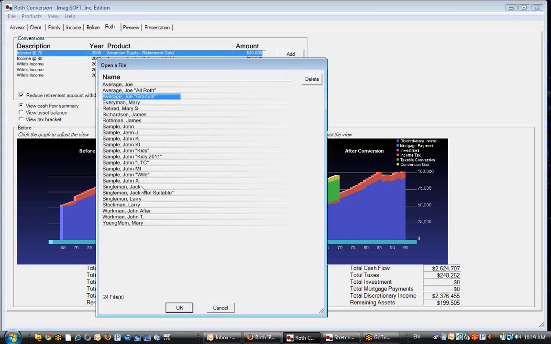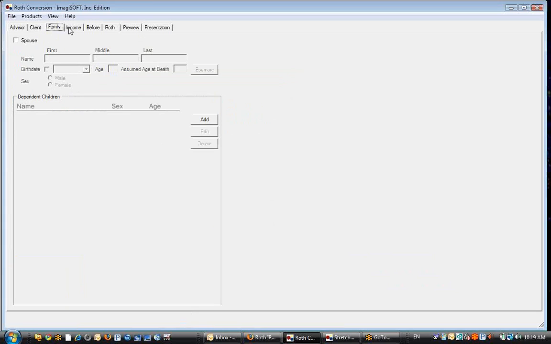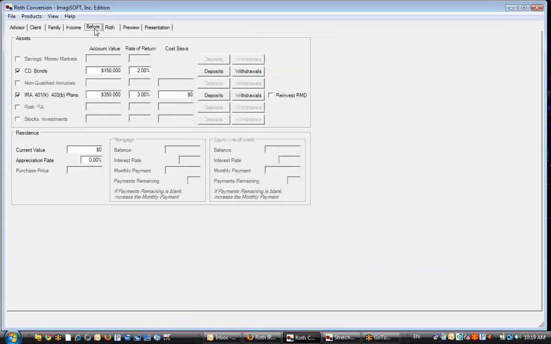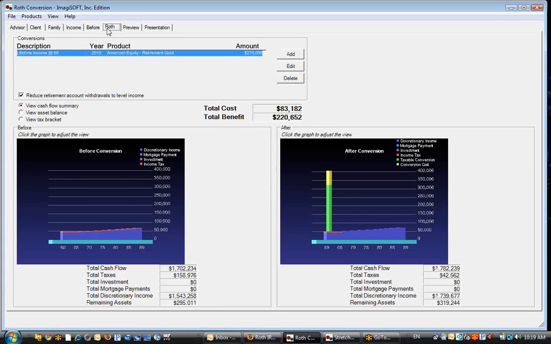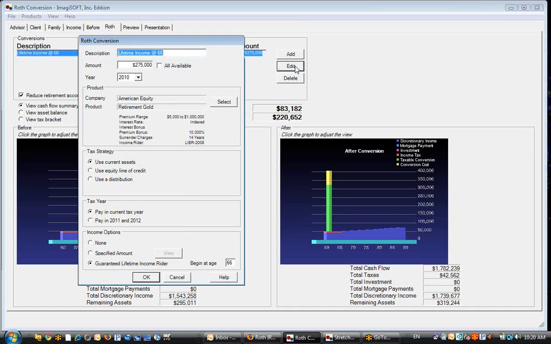Okay, there's other scenarios that we've got. I think there's a Singleman, Larry Singleman, I think, is the guy that wanted to use lifetime income riders to supplement his income. And so you have some variable annuities, I'm assuming, Brent, that have income riders on them? Yeah, so let's go ahead and do that one. This one's a fixed annuity, American Equities Retirement Gold, and as you can see, there's quite a benefit there.